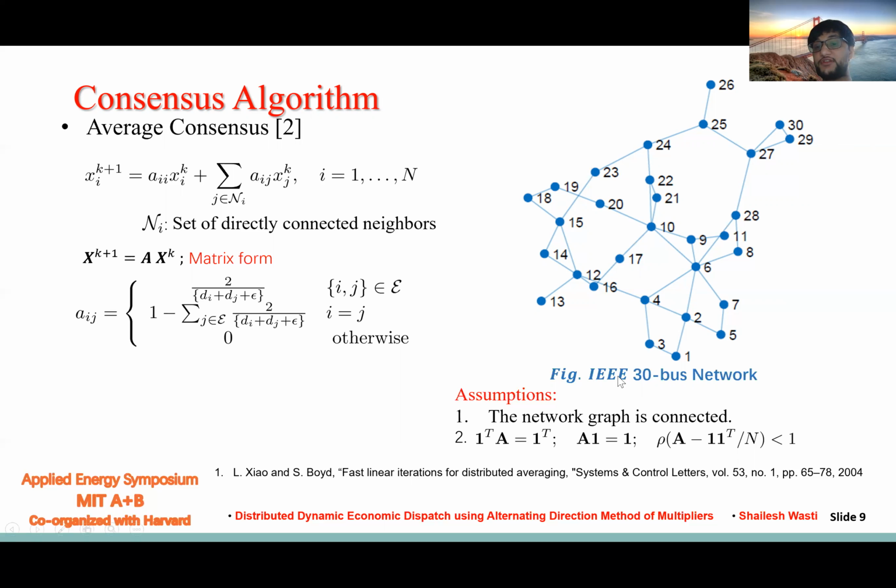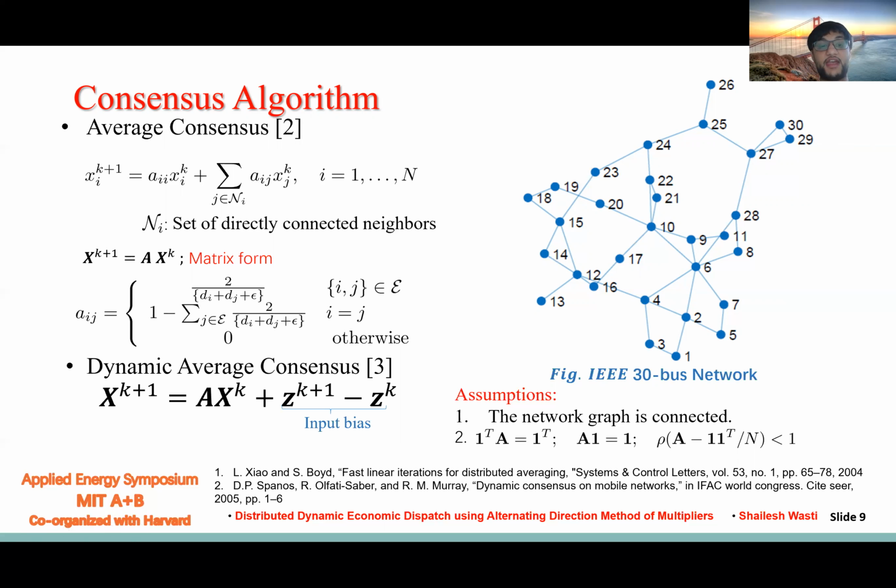So now what if the average of the network itself is changing, or in other words, the values at the nodes are changing with time? For that, we have dynamic average consensus that tracks the change with time.